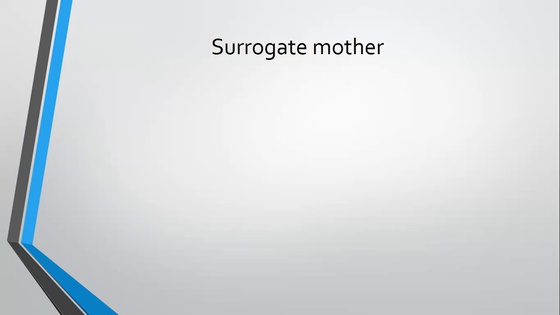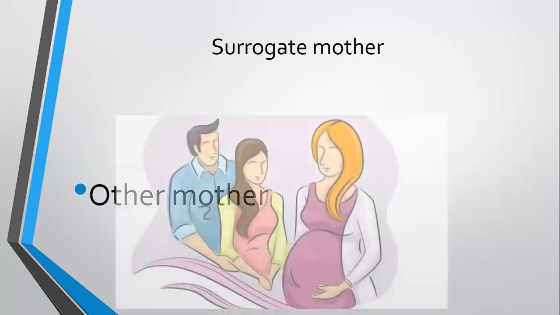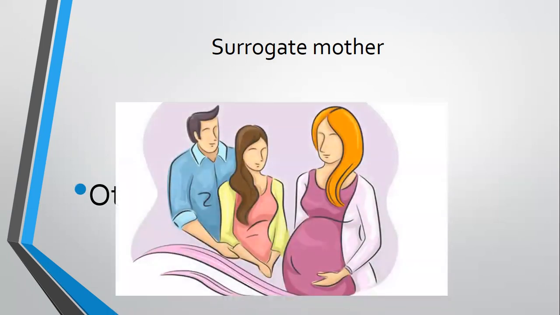In this case, the couples will look for a mother, a female who is ready to accept the zygote in the uterus or in the fallopian tube. Then this mother will take care of the developing baby and then give the baby to the parents. Here you can see the other mother. Surrogate mother means other mother. These are the 2 couples and this is the surrogate mother.